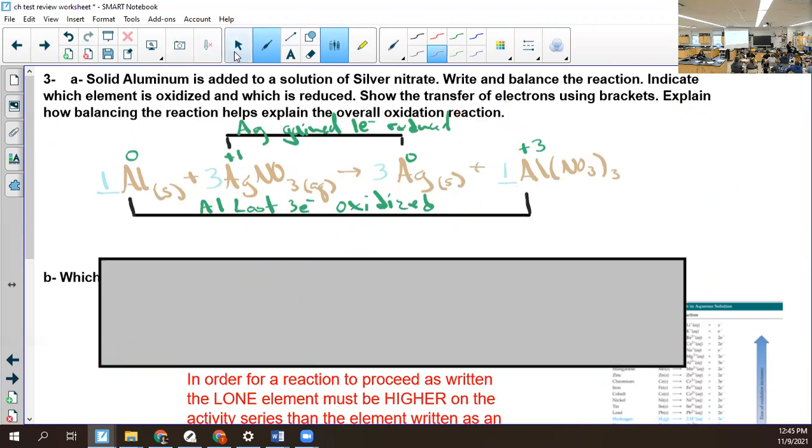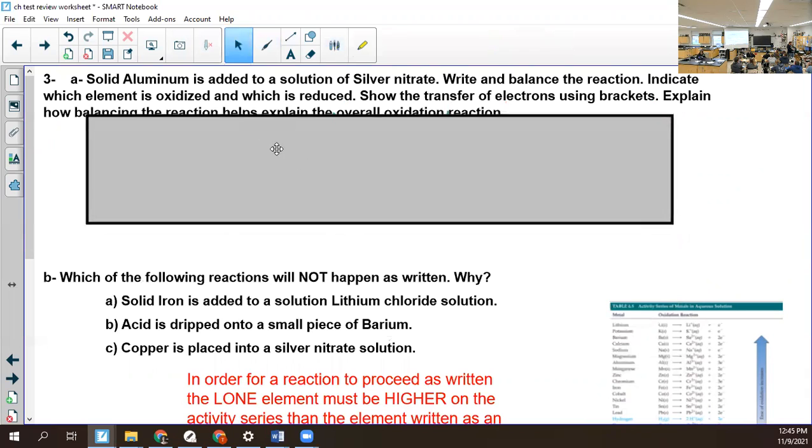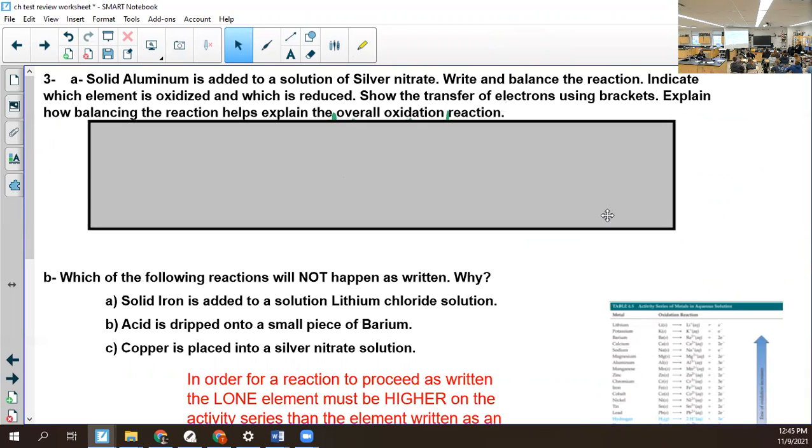Hey, I feel like all the answers are right here. There we go. Solid aluminum is added to silver nitrate. And balance the reaction. Indicate which element is oxidized and which is reduced. So that's what we just did, just a little bit harder. I don't know, maybe easier. It depends on you. Show the transfer of electrons using brackets. Explain how balancing the reaction helps explain the overall oxidation reaction. What do I even mean there?